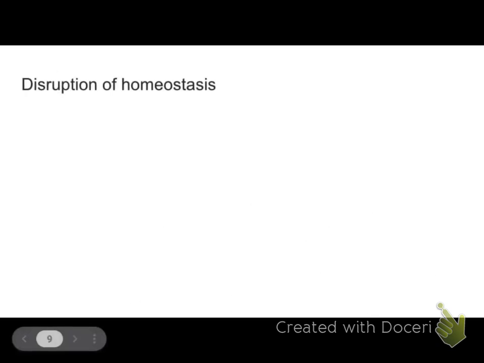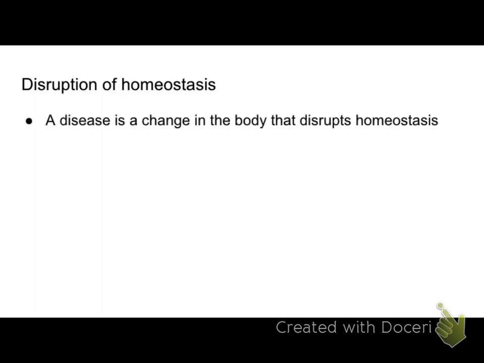Which we need now to talk about disruption of homeostasis. So when your body is not able to maintain a stable internal environment, okay? A disease is anything that can change the body that's going to disrupt homeostasis. So anything that can cause your body to not be able to maintain a stable internal environment is a disease.